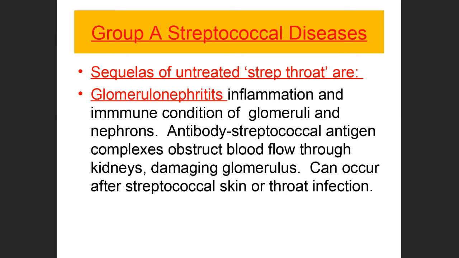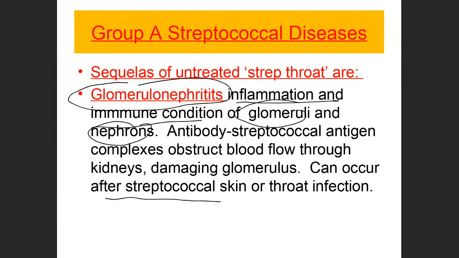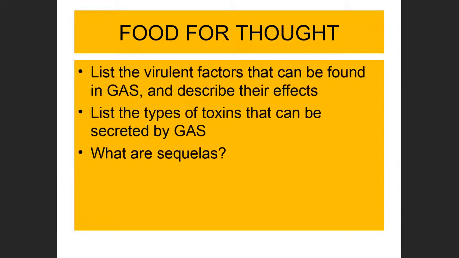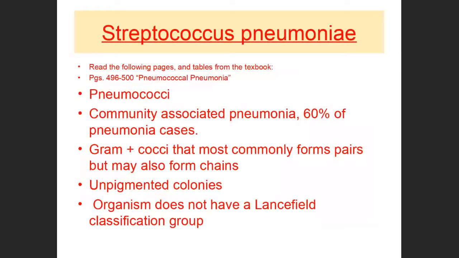The other sequela of an untreated strep throat is glomerulonephritis, which again is an inflammation and autoimmune condition that in this case attacks the kidneys, the glomerulus and the nephron of the kidneys. Okay, so it is an after infection. It's a condition that happens after a streptococcal skin infection. So there is group A strep.